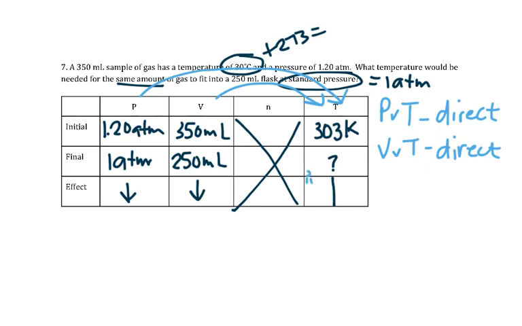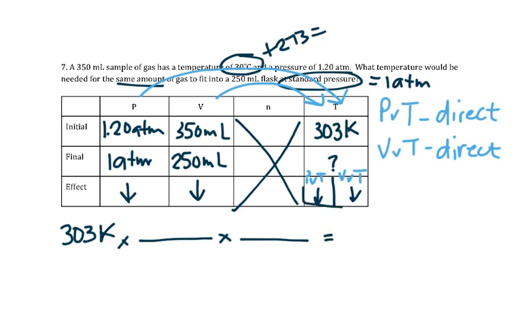So we'll do the pressure versus temperature and then volume versus temperature. Since they're both direct, pressure is going down, therefore so should temperature, and volume is going down, so temperature should go down based on that relationship. So now you can go ahead and set up your calculation. You are going to need 2 steps here.